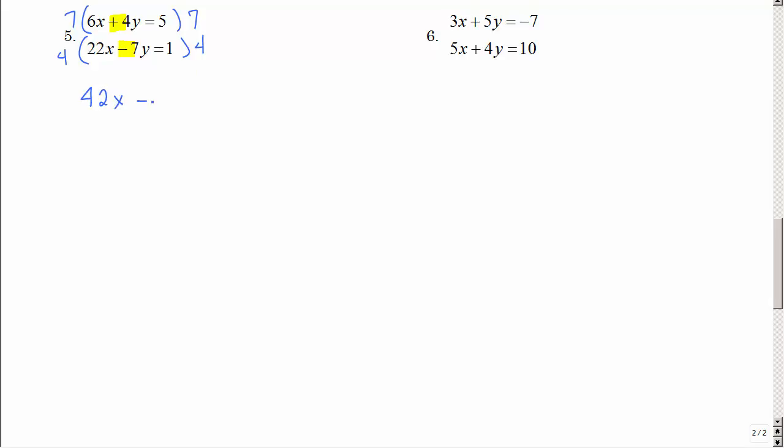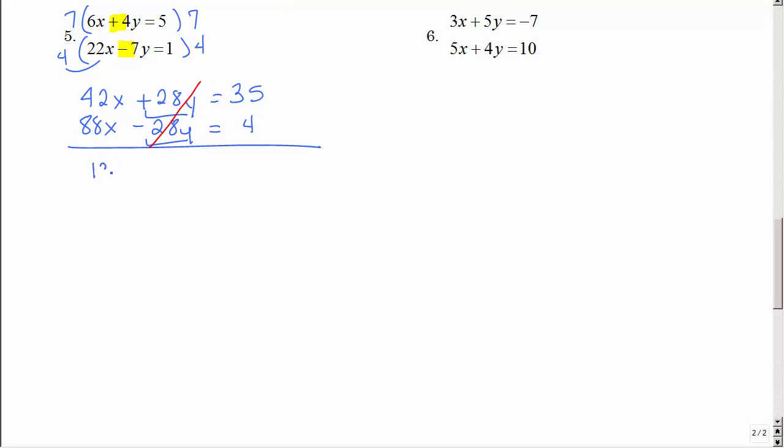So we have 42x plus 28y equals 35. 88x minus 28y equals 4. And one more time, we have opposites, so when we add them, they are eliminated. That's our goal. Here, let's see, I have 130x equals 39. I am not liking this at all.